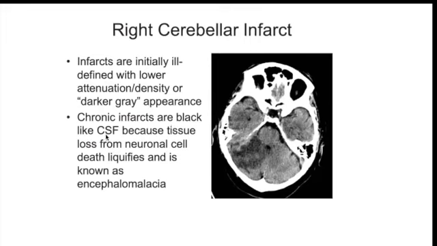So chronic infarcts are black, like CSF, because the tissue lost the neuronal cells. Remember, infarction means death. So the cells are dead and they liquefy, they turn into fluid. So that's why they become a darker color like the CSF, okay?